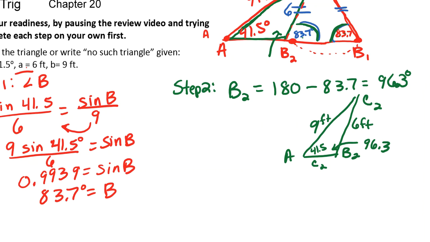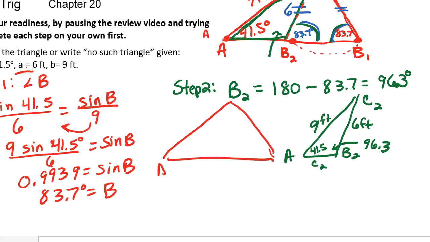And then I'm going to use the same space here to draw that red triangle. And that one still has the same angle A of 41.5. It still has side B of 9 feet. It still has side A of 6 feet. This was the angle we called B1. So now we have to find this angle C1 and this side C1. So we've got a couple of things that we still have to find.